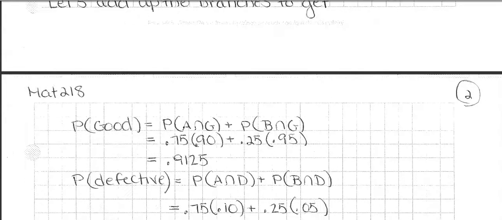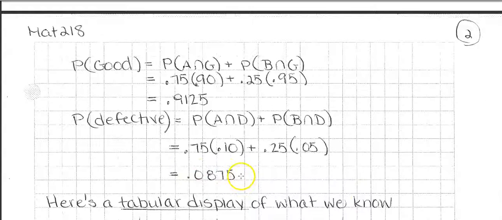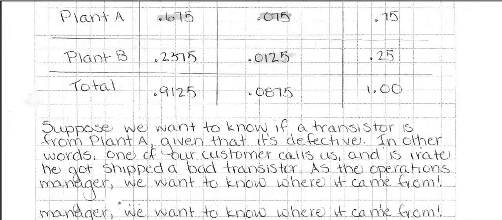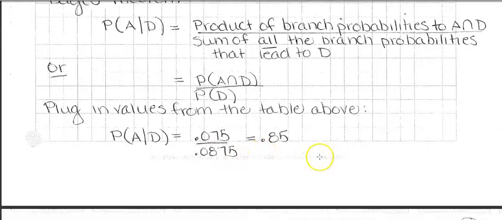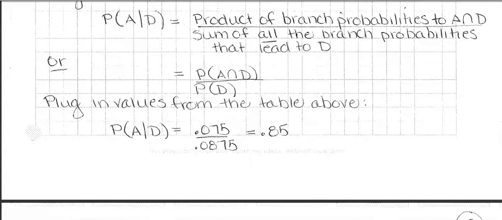Again, we already did that here, and we got 0.0875 or 8.75%. So we're going to divide that numerator by that denominator, okay? And we have an 85% chance that if we are looking at a defective transistor, it came from plant A. And you might wonder, well, that's not terribly intuitive because 90% of what comes out of plant A is good. Yes, but plant A produces 75% of your transistors, which is the reason it's likely to have come from plant A.